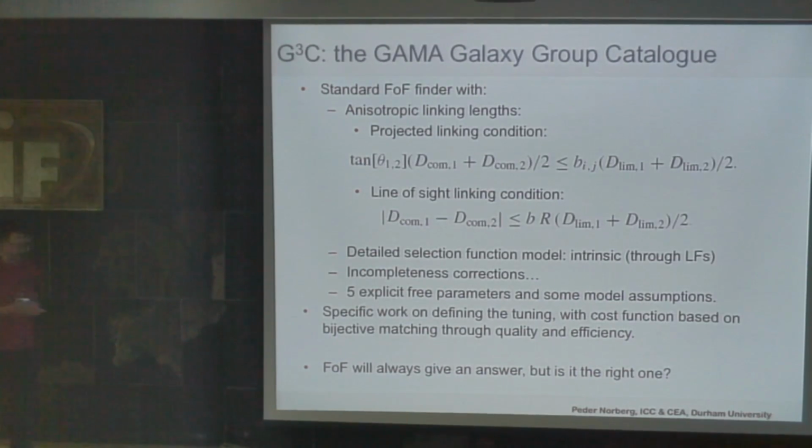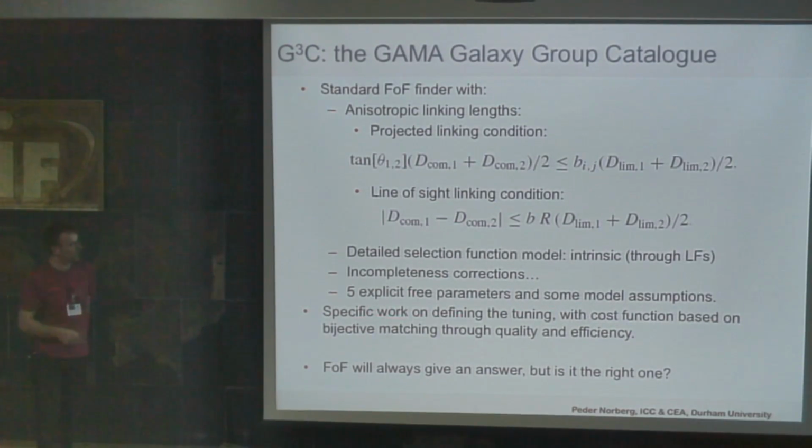In the case of GAMA, we had an algorithm which is a standard friends-of-friends, which has two linking lengths, one projected perpendicular to the line of sight, and one along the line of sight. There are different conditions, and the reason is simply peculiar velocities, because peculiar velocities introduce an anisotropic situation. And then the selection function needs to be modeled. In the end, in this standard friends-of-friends, which usually has one free parameter, the value of your linking length b, here we have explicitly 5 free parameters and some model assumptions. What I mean by model assumptions is the shape of the luminosity functions and so on. It's inherent in this way.